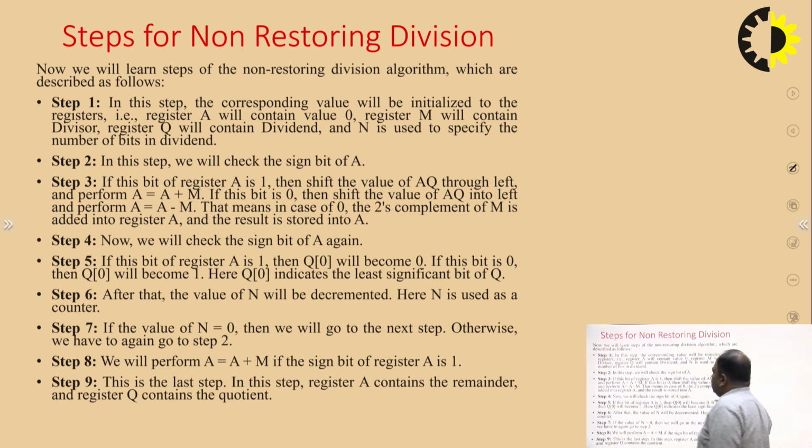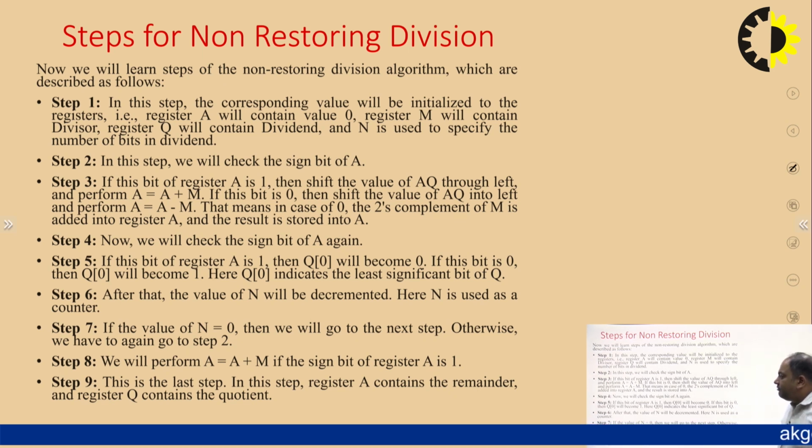In step 1, the corresponding values are initialized into the registers. Register A will contain 0 on initialization, register M will contain the divisor, register Q will contain the dividend, and N is used to specify the number of bits in the dividend. This representation can be different in different algorithms, but I use registers A, Q, N and M. First we initialize all these values.